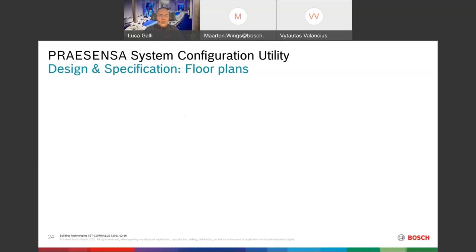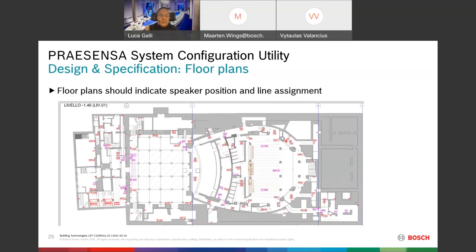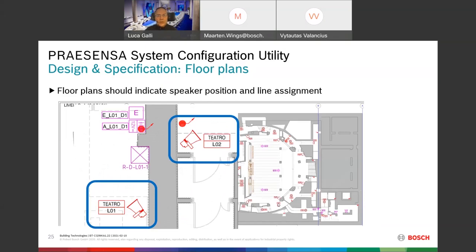Going on, of course, with a floor plan we have to indicate, it's obvious, that we have to identify the speaker position and also give them the line assignment, because we will have different lines. Sometimes we use redundant lines. What does it mean? This means that in a defined area, we have to lay two different lines in order to grant redundancy in case of line fault, or since the lines should be connected to different amplifier channels, if an amplifier channel faults. So redundant lines are sometimes a good advice in order to grant the right redundancy, especially for the big areas.